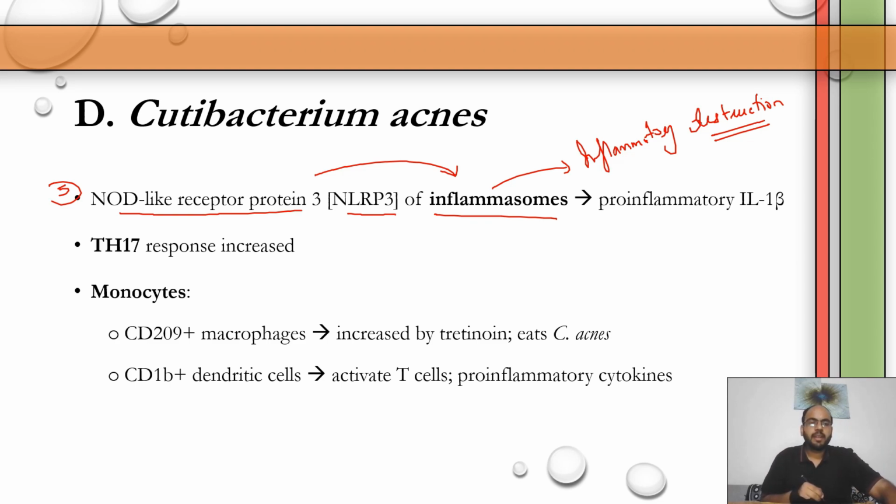Clear? Sixth is the Th17 response. And if you remember our video on psoriasis, Th17 means inflammation. So there's also more inflammatory damage.